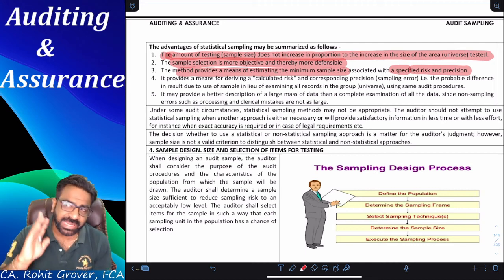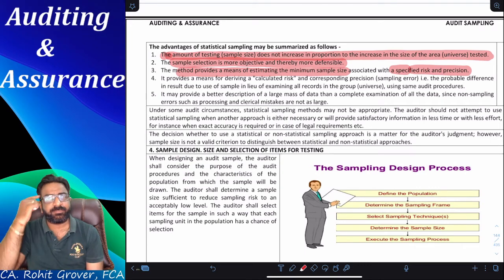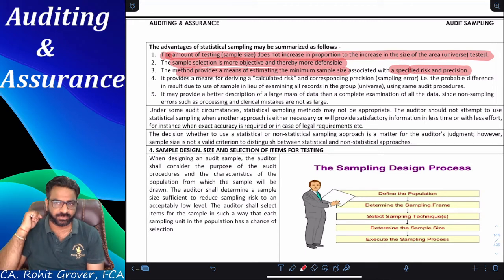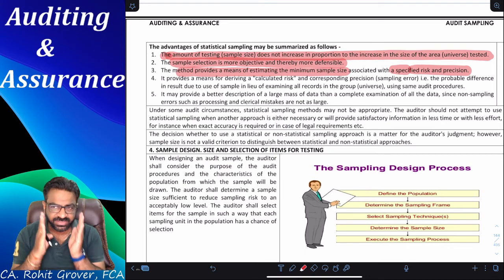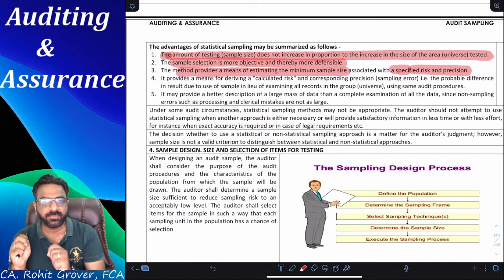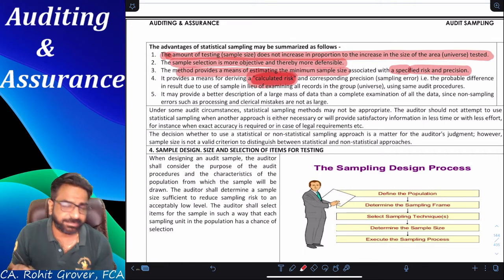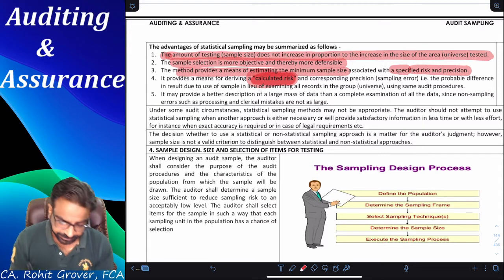There is a non-calculated risk when it comes to the non-statistical method, because there my personal experience, my professional knowledge and my professional judgment is playing the role. But here we are using everything mathematically and systematically. We are doing the pros and cons, we are applying permutations and combinations. Therefore, calculated risk is there when it comes to statistical sampling. So, uncalculated risk in case of non-statistical sampling, calculated risk in case of statistical sampling. Next one.